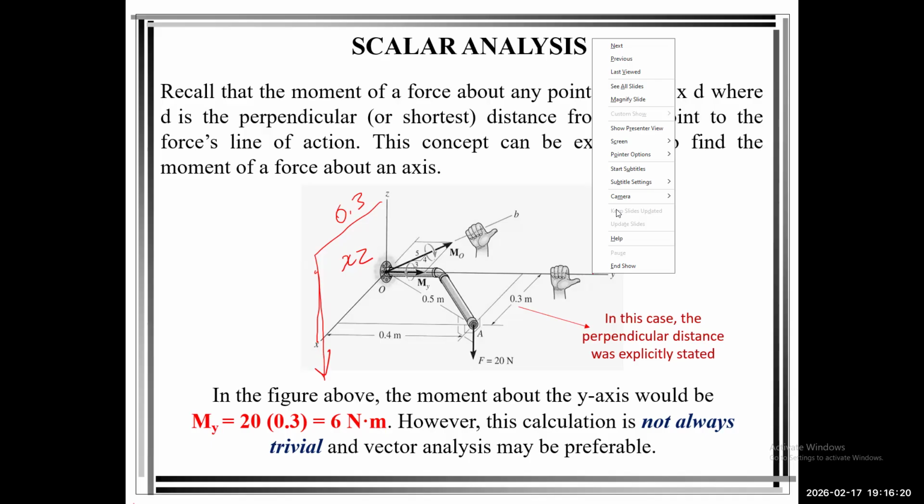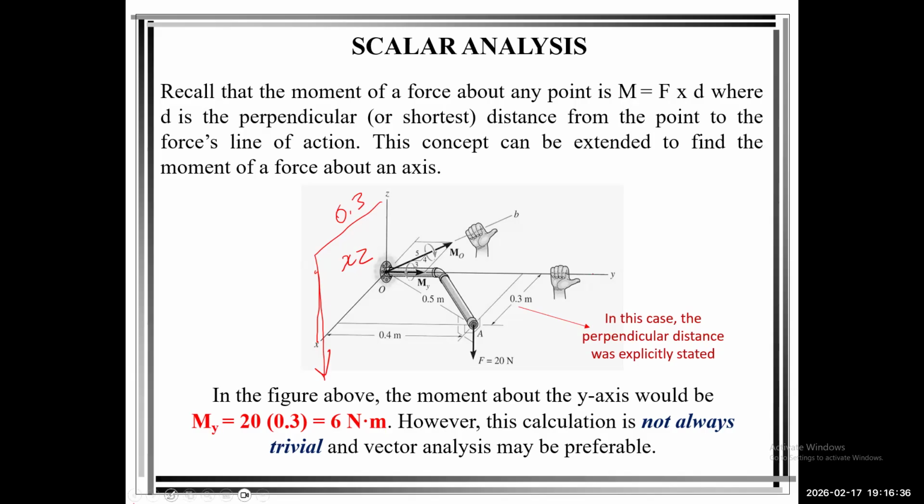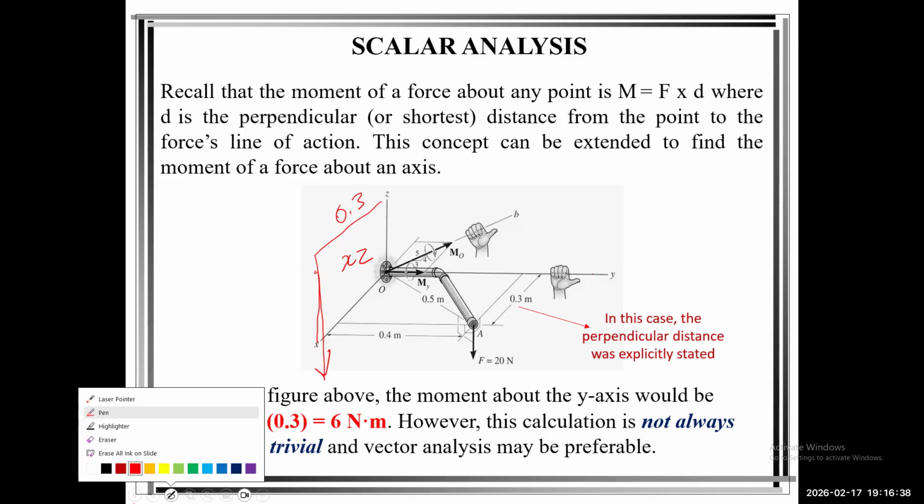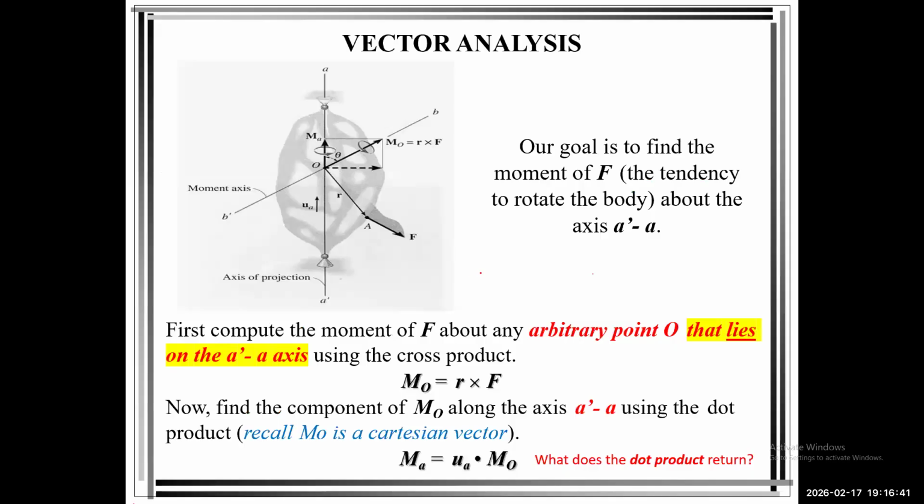However, this calculation is not always trivial, and the vector analysis may be preferred. So you can actually do the 2D of it in some sense, but it's not always going to be that easy for you to analyze something like this. And that is just a trivial approach to it. And to find the next slide, similarly, you have what we call the vector analysis of a scenario like this.